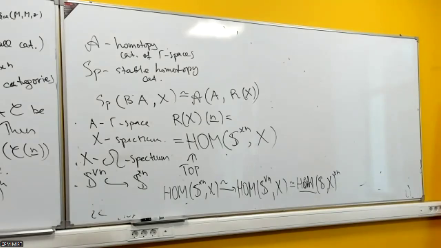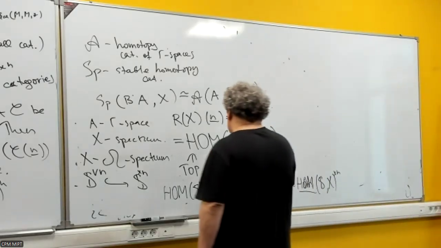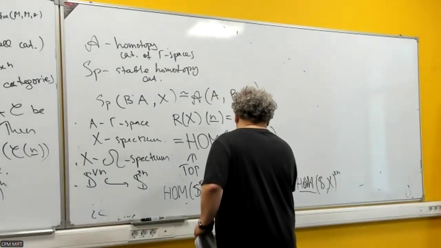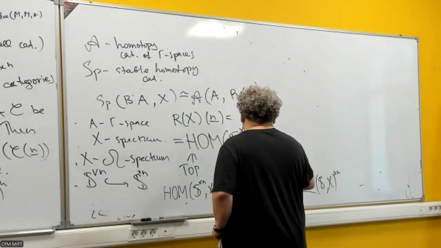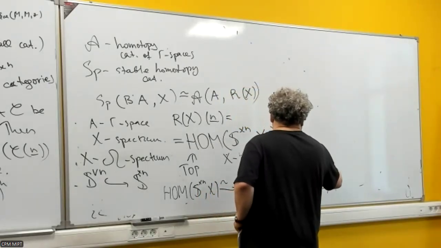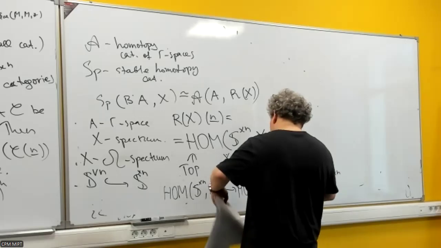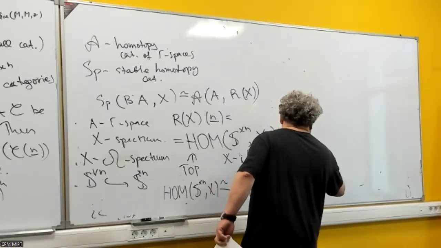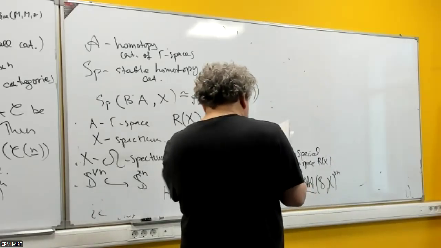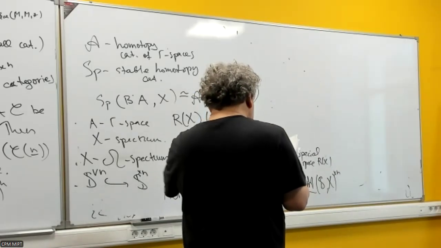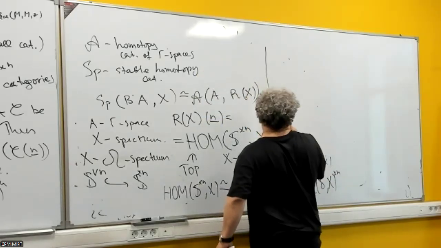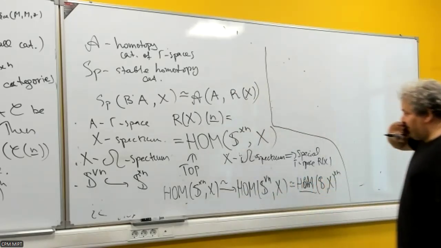So for a fibrant spectrum, if X is fibrant, we have an omega spectrum, we have a special Gamma space, meaning that we have this property, RX. Good. So then, what is the second idea of the proof?